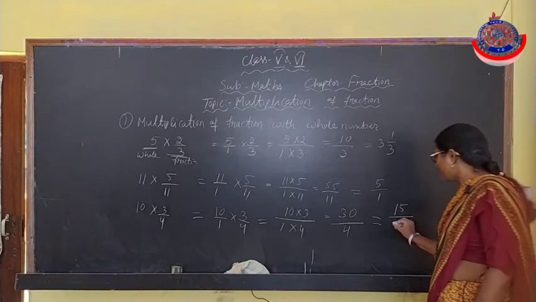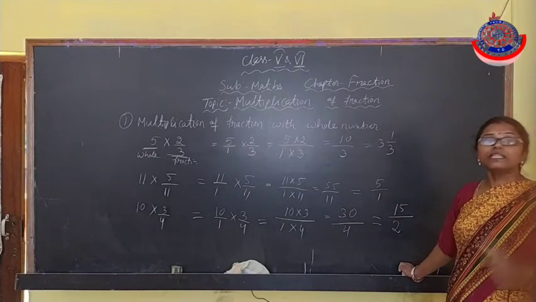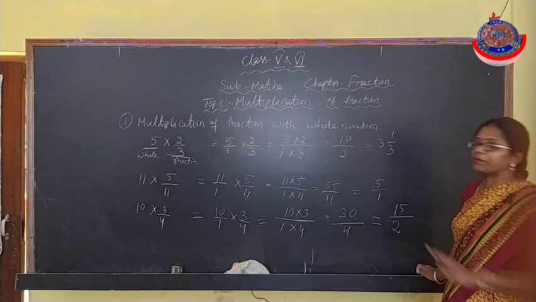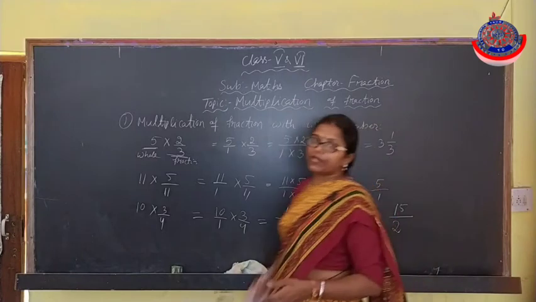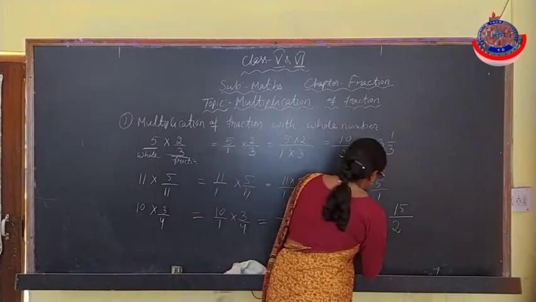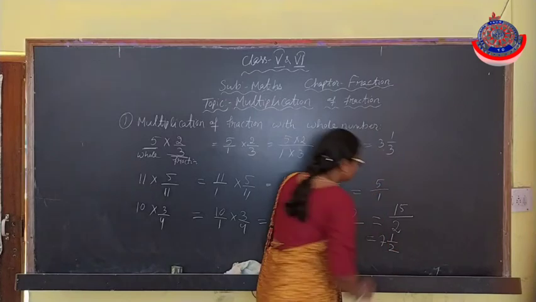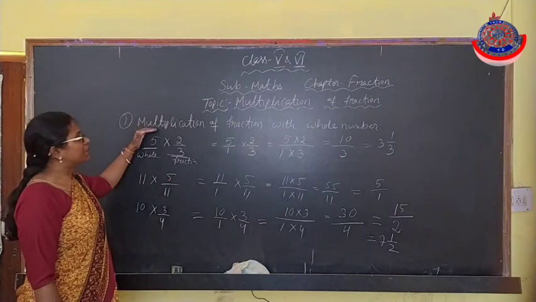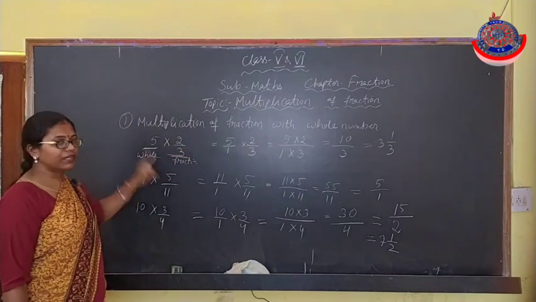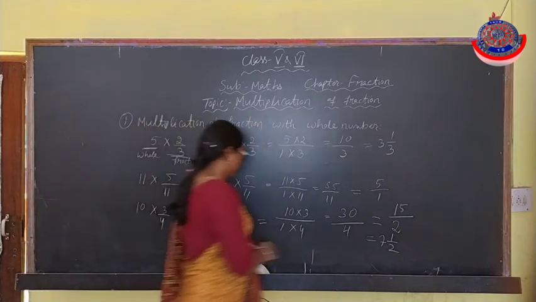Yes, 2. Okay, now it is reduced, but it is in improper format. That means we have to convert it into a mixed fraction. When we convert it into a mixed fraction, it will be 7 whole 1 upon 2. Okay, like this we can multiply a whole number with a fraction. Now we will do multiplication of fraction with fraction.